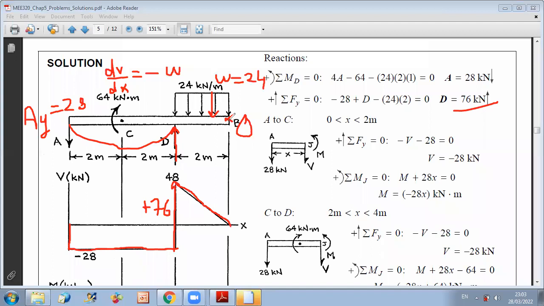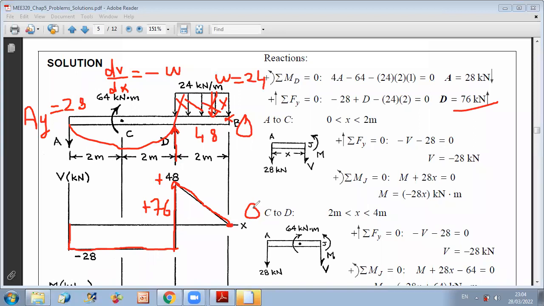We can verify this because the area of this rectangle is equal to 24 times 2 equals 48. And since omega is downward, V will decrease. So delta V is equal to minus this area. And since the value of V was plus 48 at D, after doing minus 48, we go to 0 at point B, which is expected. So this is how to draw the shear diagram using the area method.